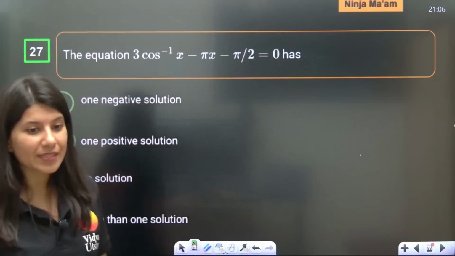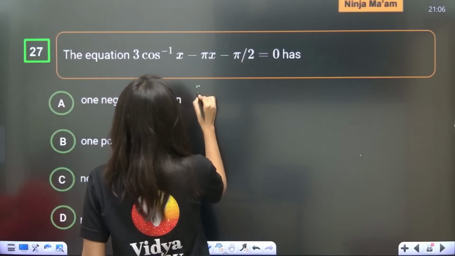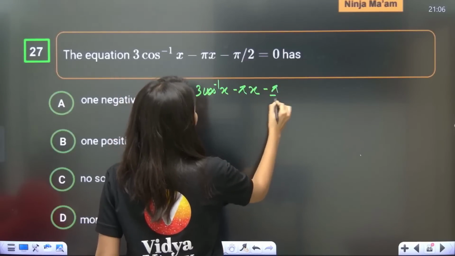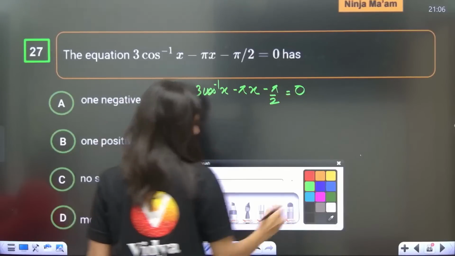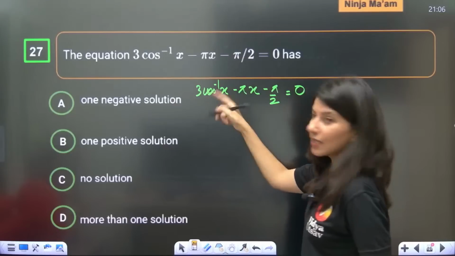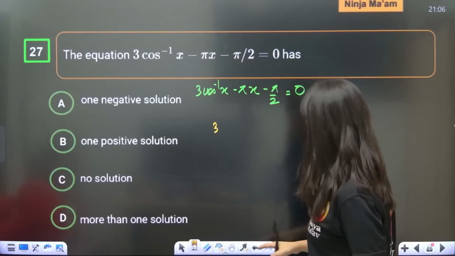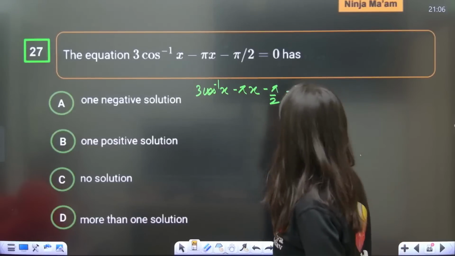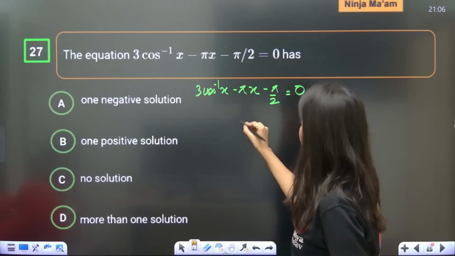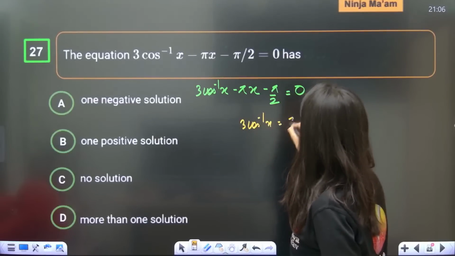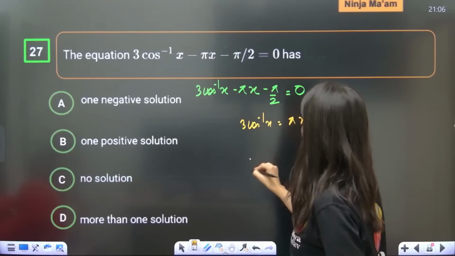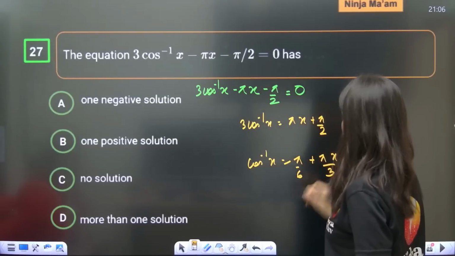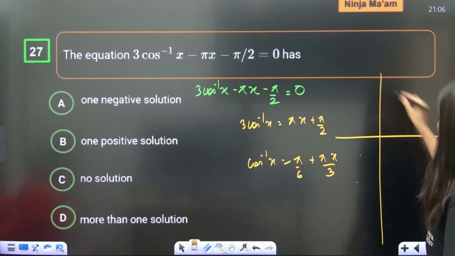the graph of cos inverse x. Over here, 3 cos inverse x minus pi x minus pi by 2 equals 0 has how many solutions? Number one thing, you just convert it into sin x. Or rather than that, 3 cos inverse x equals pi x plus pi by 2. So cos inverse x equals pi by 6 plus pi x by 3. Correct? So the cos inverse x graph, anybody can plot.